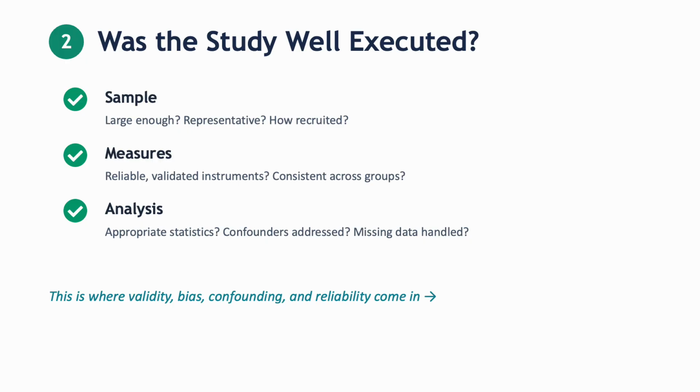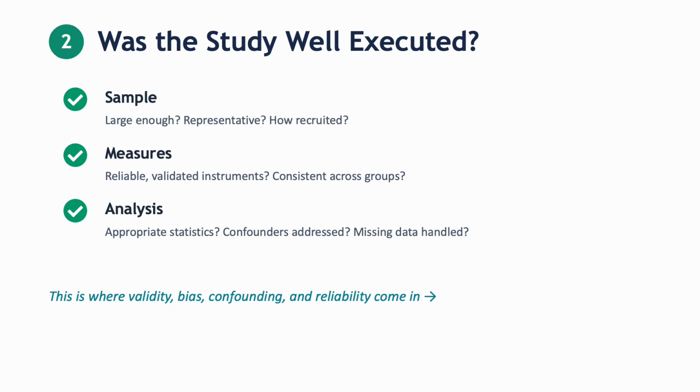So if the design is wrong, you stop. But let's say they passed question 1, they asked a causation question, and they actually built a proper RCT. Now we move to question 2. Was the study well executed? Because a perfect blueprint doesn't matter if the builders pour concrete in the rain. Execution is where you take out your magnifying glass. You are looking for the structural integrity of the methodology.